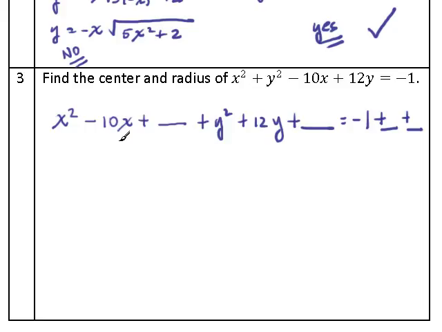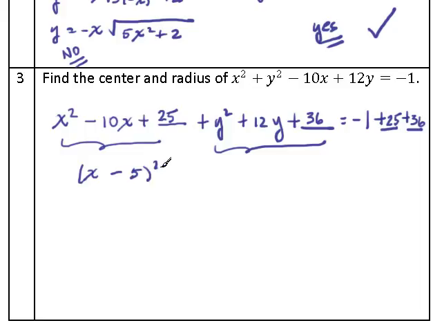so that whatever we add on the left, we're going to add on the right. Okay, now completing the square, half of 10 is 5, and squared is 25, so that goes here and here. And here, half of 12 is 6, squared is 36, so that goes here and here. All right, now let's factor these two. These are both perfect squares now. The first, x squared minus 10x plus 25, is (x minus 5) squared, and the second is (y plus 6) squared.